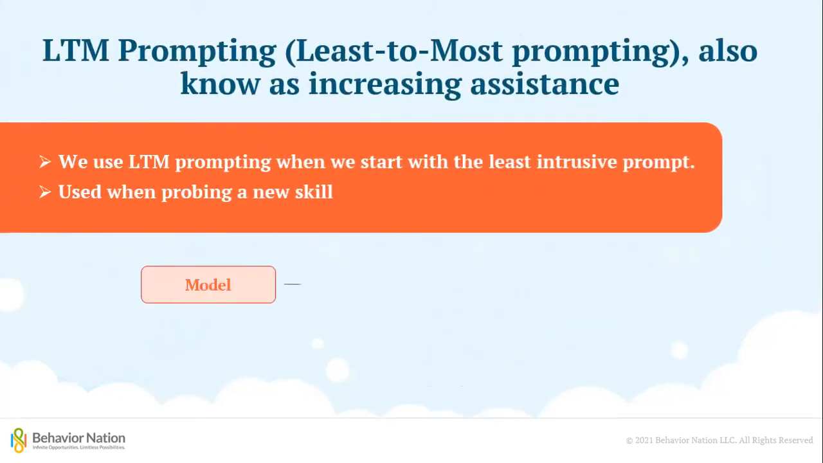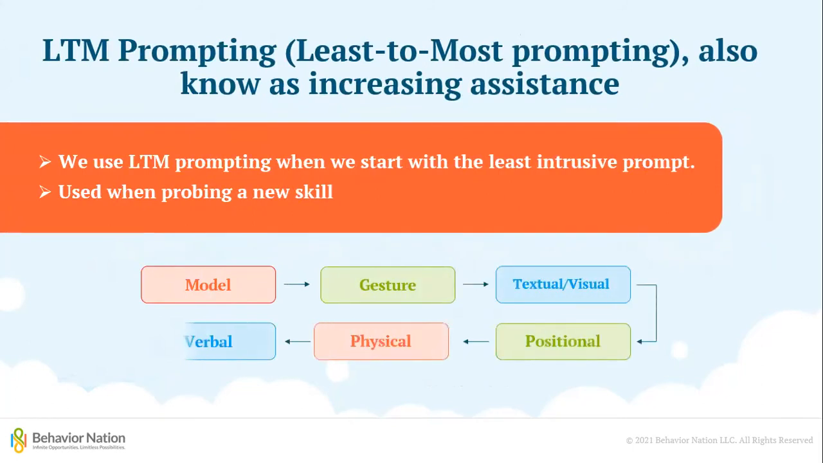The first prompting hierarchy we are going to discuss is least to most prompting, which is also known as increasing assistance. This means that we provide the smallest amount of assistance needed first and then move on to providing more and more assistance as needed. The order of these prompts would be model, moving on to a gesture prompt, then to a textual or visual prompt, then to a positional prompt, and then to a physical, and lastly, a verbal prompt.